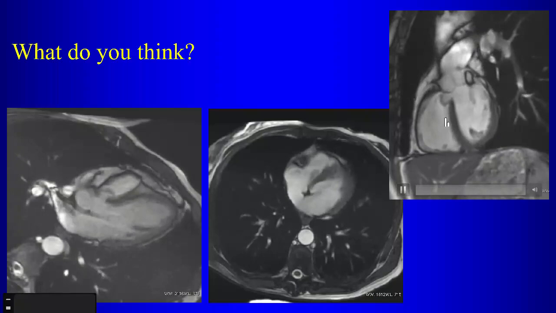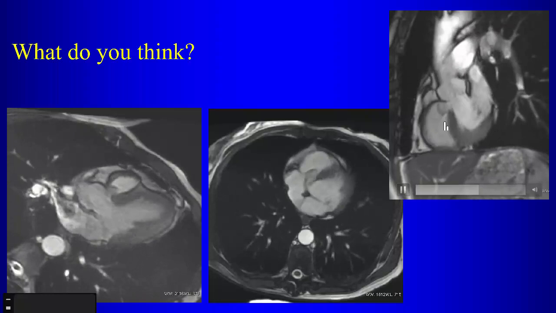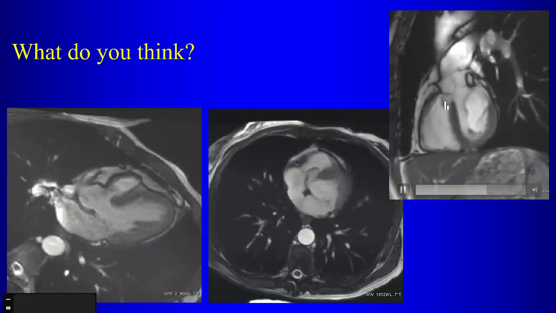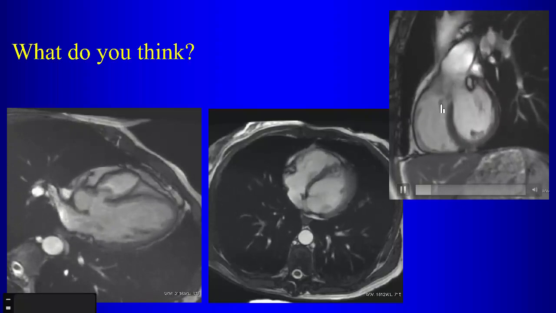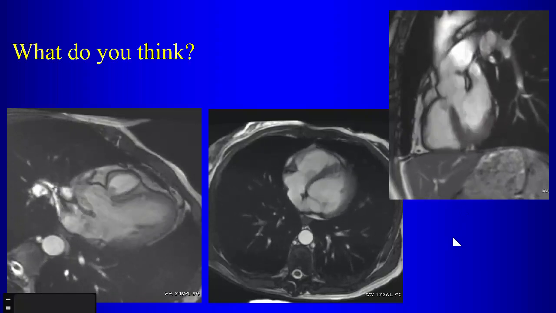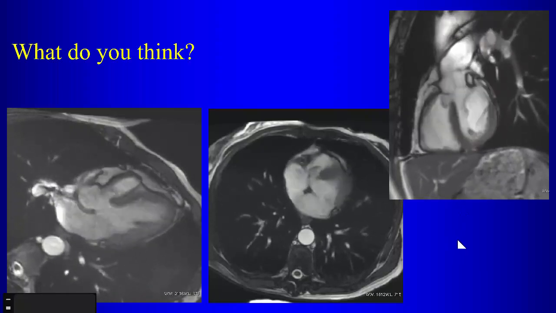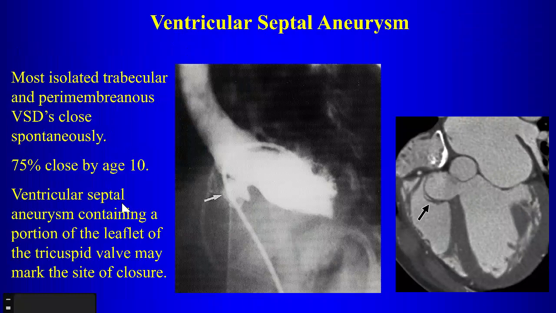No, it's not an infarct. This marks the site of a closure of a ventricular septal defect. So when these membranous VSDs close, you can be left with this ventricular septal aneurysm, that bulging there across the membranous portion of the ventricular septum. Okay? So that's a ventricular septal aneurysm. It usually marks the site of a closed membranous ventricular septal defect.